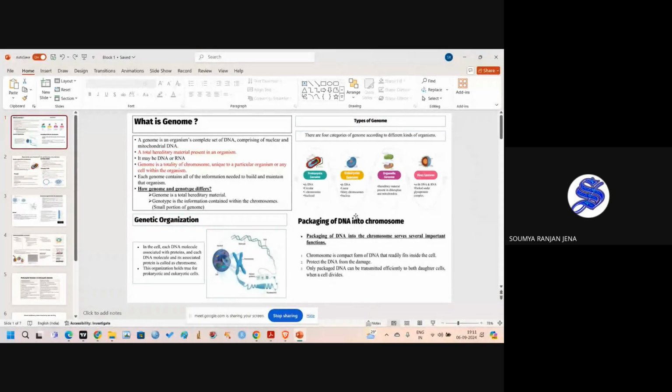These genomes are packaged into a complex structure to form a chromosome. What is the importance of this packaging? This packaging of chromosome is a compact form of DNA, and this compact form readily fits inside the cell. It protects the DNA from damage. And only packaged DNA can be transmitted efficiently to both daughter cells when the cell divides. Then this packaged DNA divides during the meiosis process.